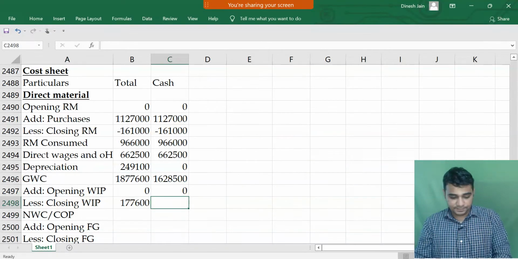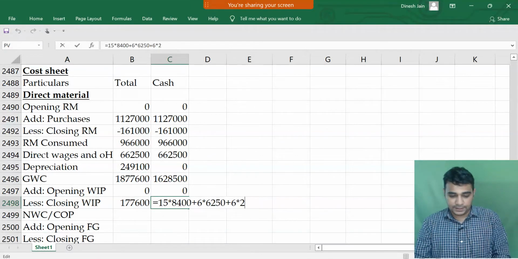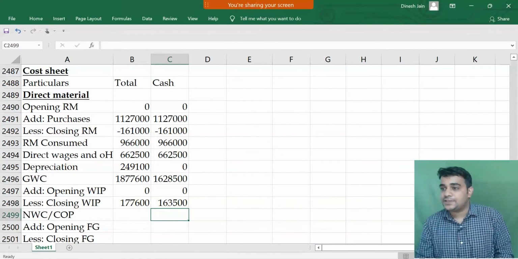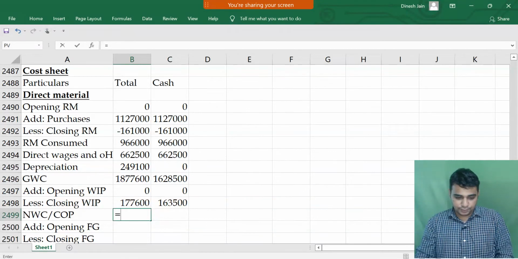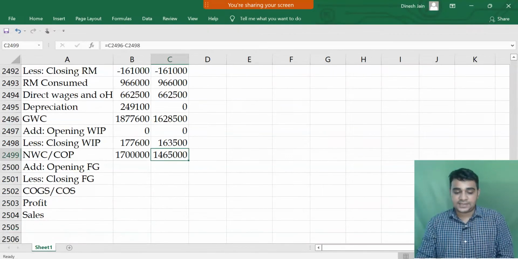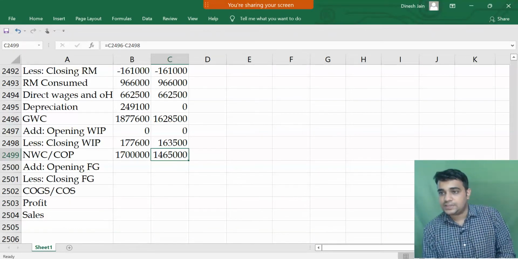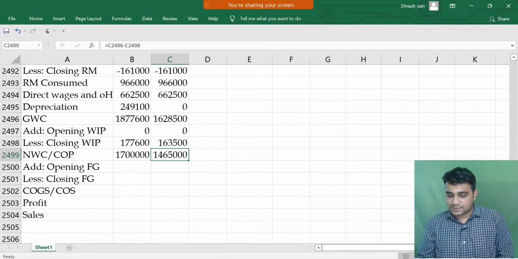This side, this depreciation part will not be there. 6 into 2350 will not be there. In cash cost, depreciation is not considered. So you get to 17 lakh and 14 lakh 65. 17 lakh is what is given in the question. In the question somewhere there was a number of 17 lakh, which is this number.